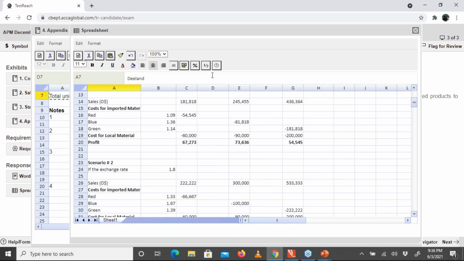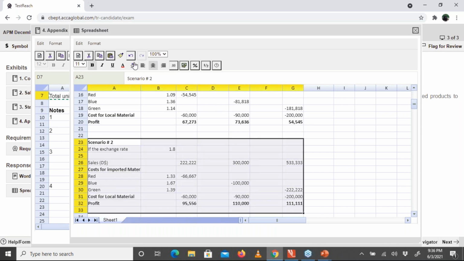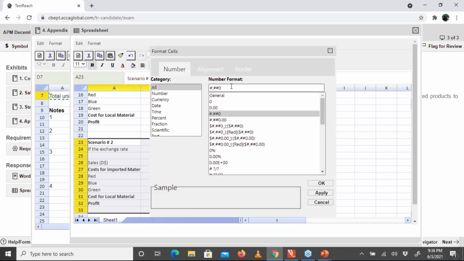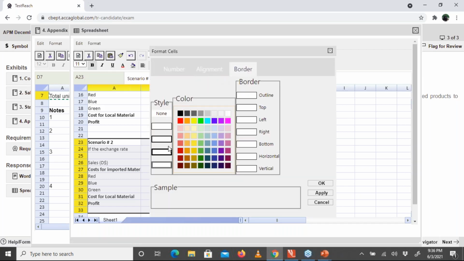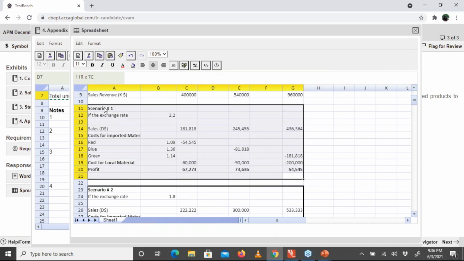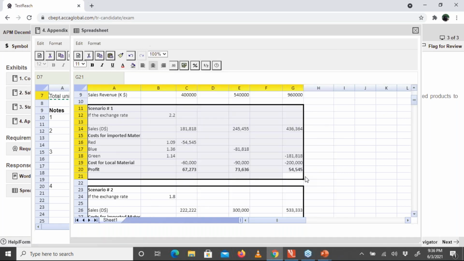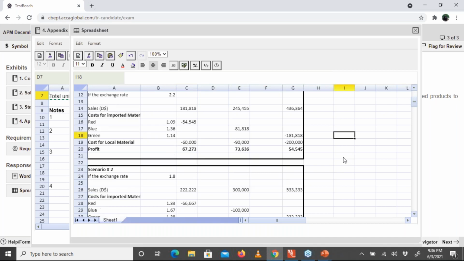Do you get it now? Do you people get it now? We have done scenario 1. We have done scenario 2. I've actually created a box also so that you know what I have done with respect to scenario 1 and what I have done with respect to scenario 2. So I've just created the boxes like this.